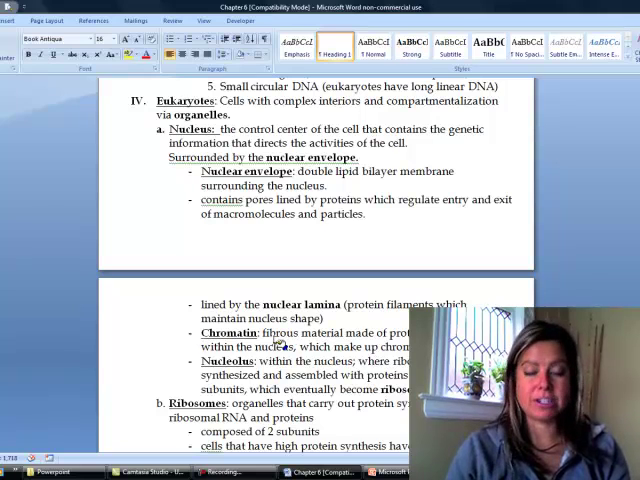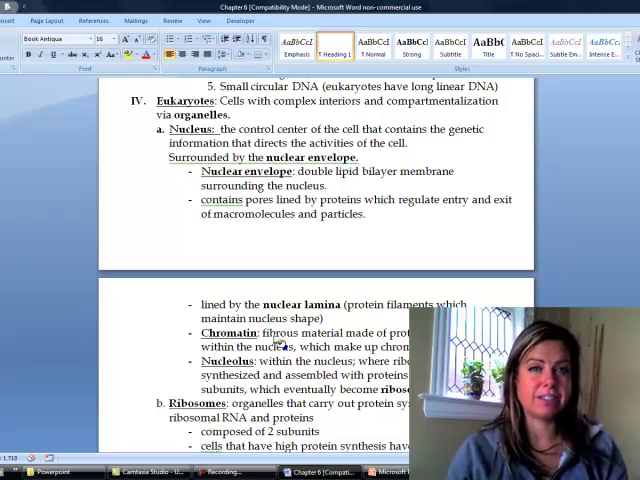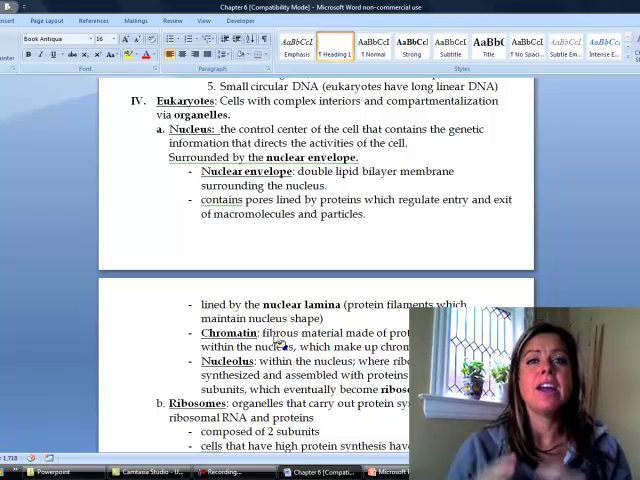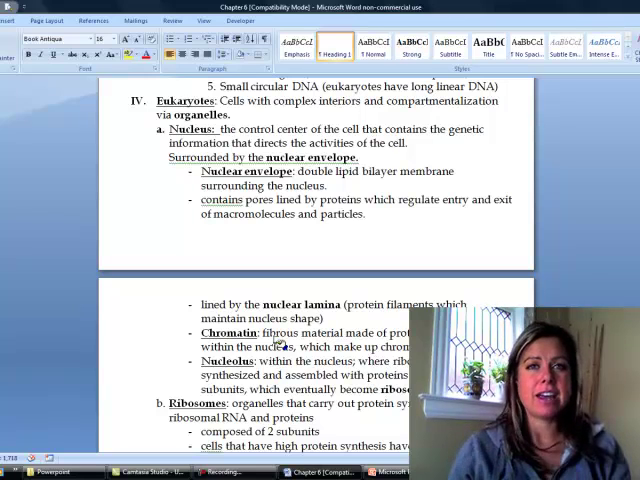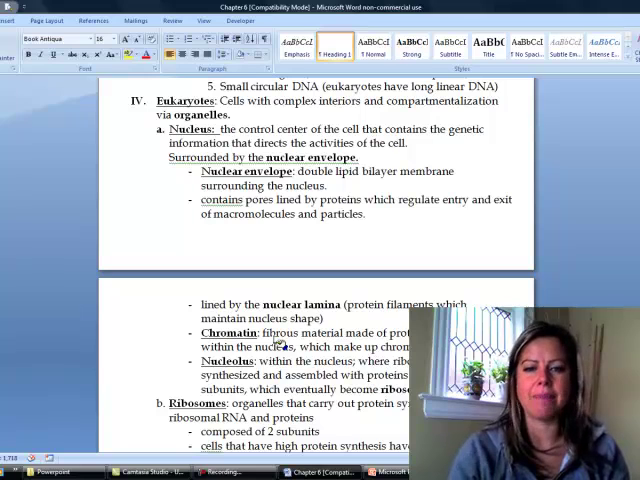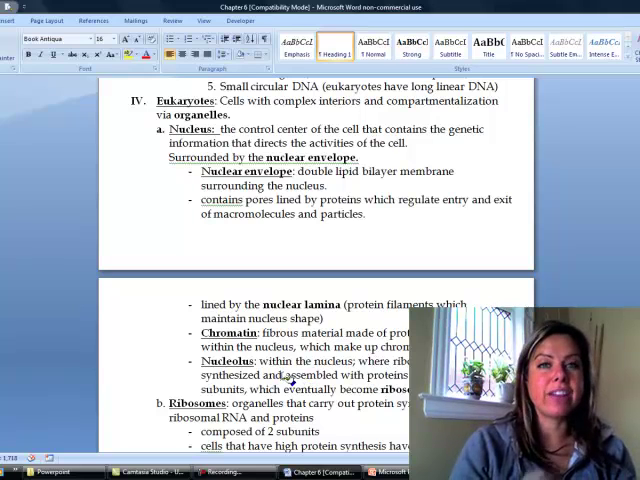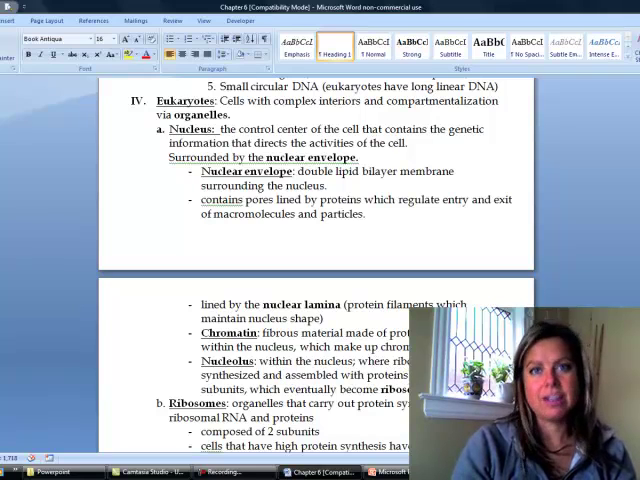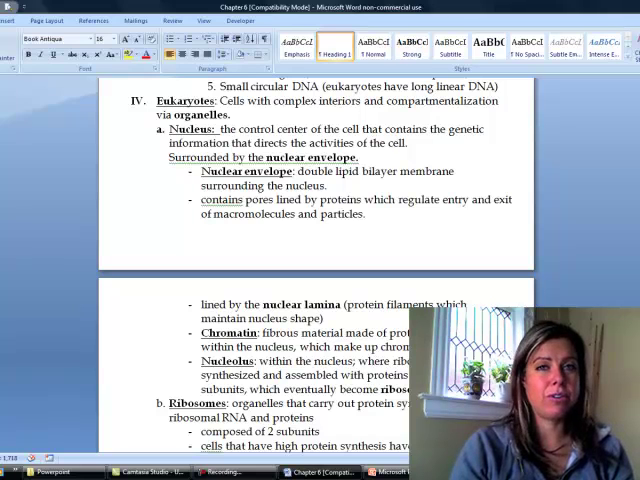Chromatin is your DNA wrapped around proteins, and we'll learn about that in a later chapter. That's how your DNA is stored when your cell is in its normal mode, not when it's getting ready to split or do something like that. The nucleolus is that center part of the nucleus I showed you, and that's where ribosomes are going to be created. Ribosomes are going to be really integral organelles when we talk about making a protein.